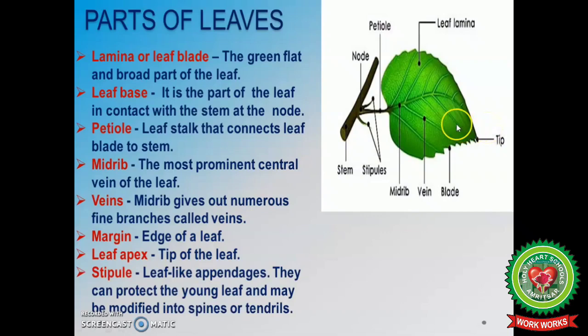Stipule. Leaf-like appendages. Appendages means outgrowth arising from the plant. They can protect the young leaf and may be modified into spines or tendrils.